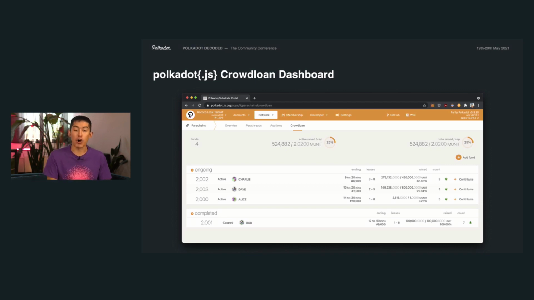And then, of course, once you've got all the information, you made an informed decision, you can just press that very easy contribute button on the right-hand side, and then say how many DOTs or KSM you want to contribute, and press OK, and that's it. It is really that easy to contribute to a crowdloan.